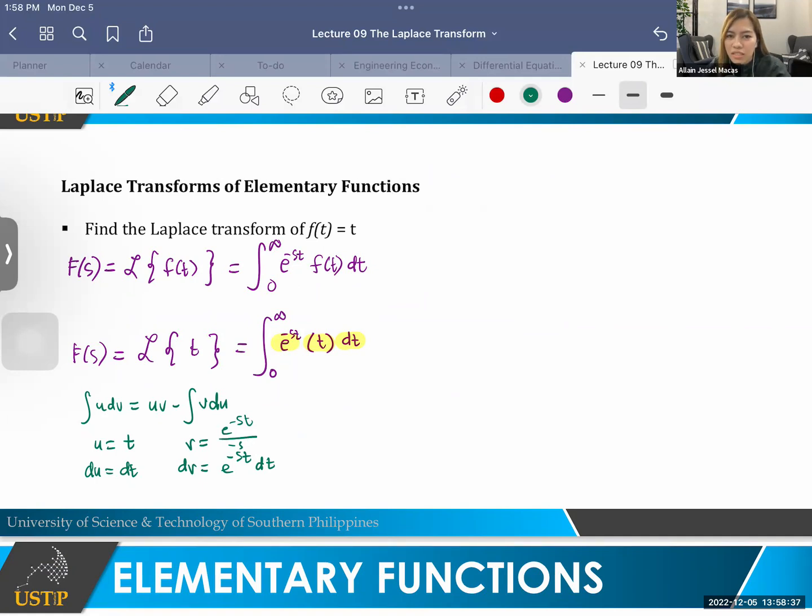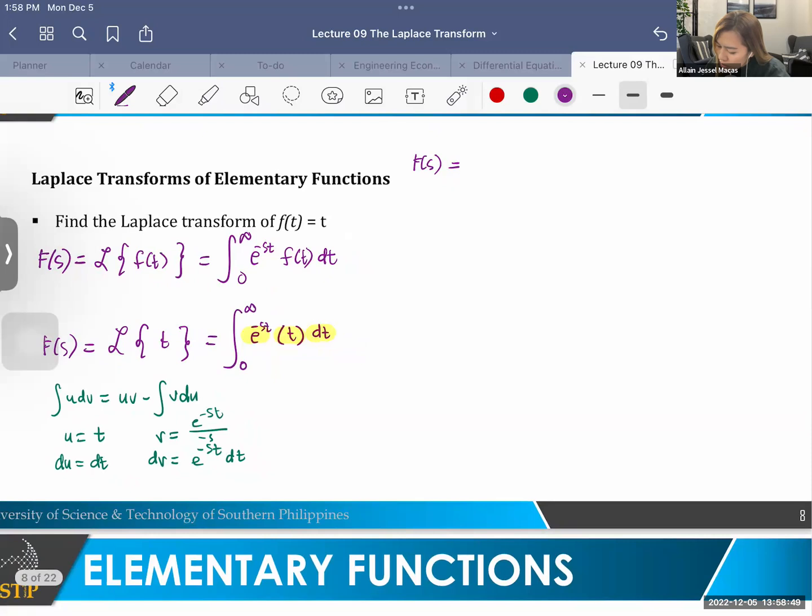Ato na din siyang i-integrate, class. So, f of s na to is u dv. Ako lang i-rewrite, para maklaro gid ninyo. Ang imuhang u dv, class, is 0 to infinity e to the negative st t dt. Correct? Now, that is equal to uv. So, that is u, which is ang t nimo, times v. Manimong v, di ba? E to the negative st over negative s. Correct?